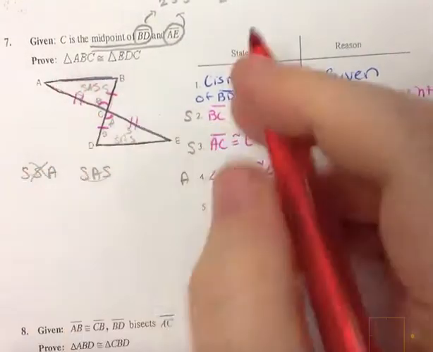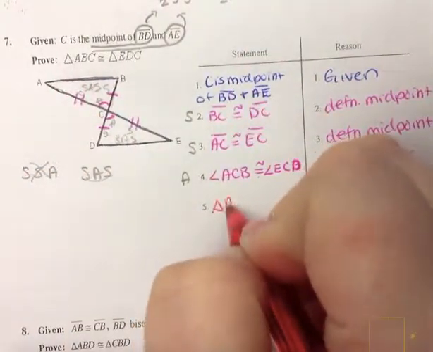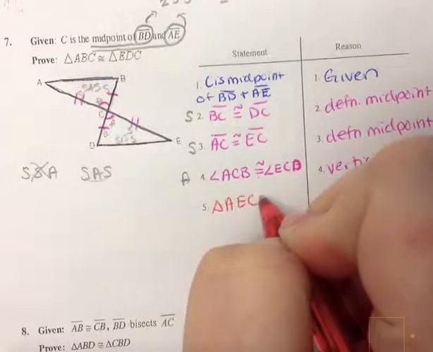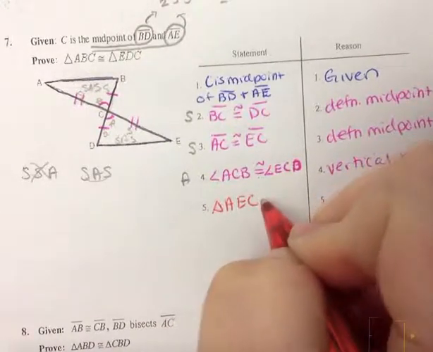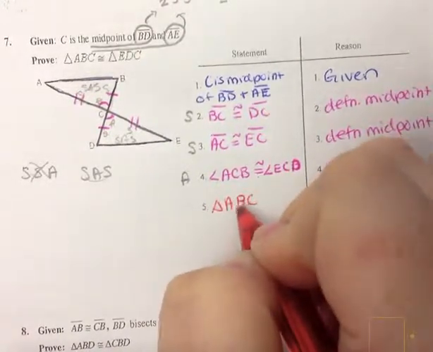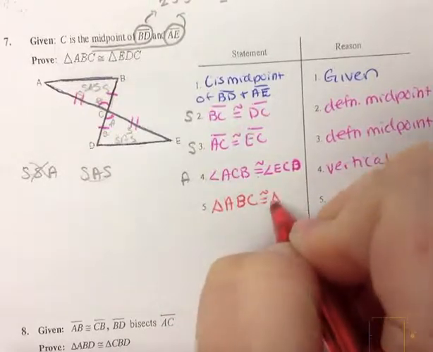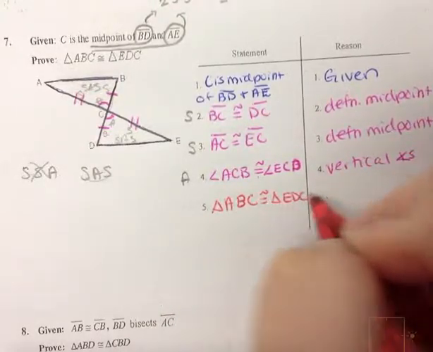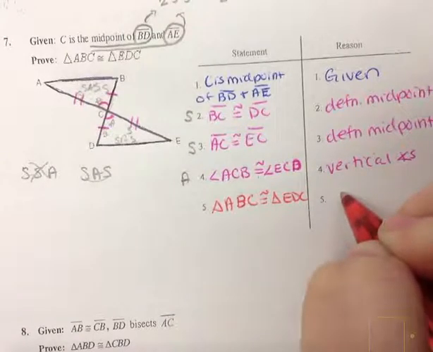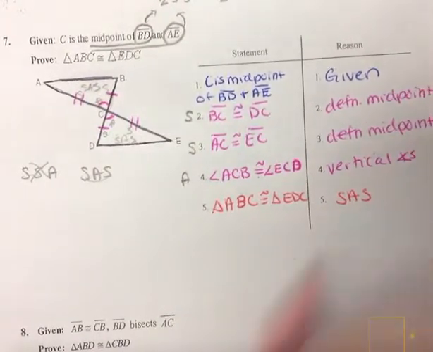So our proof says prove triangle ABC is congruent to triangle EDC, and the reason is side, angle, side.